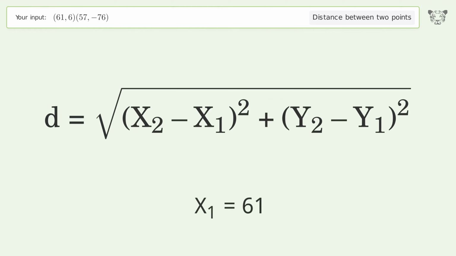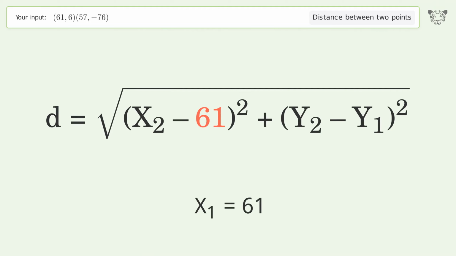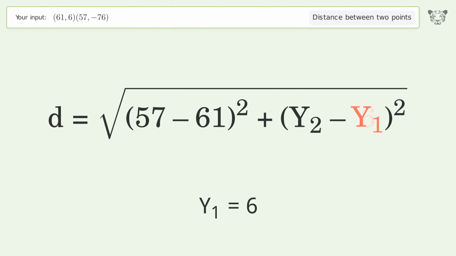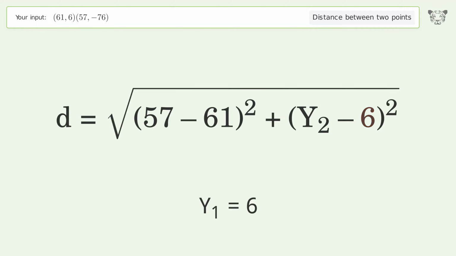x1 equals 61. x2 equals 57. y1 equals 6. y2 equals negative 76.